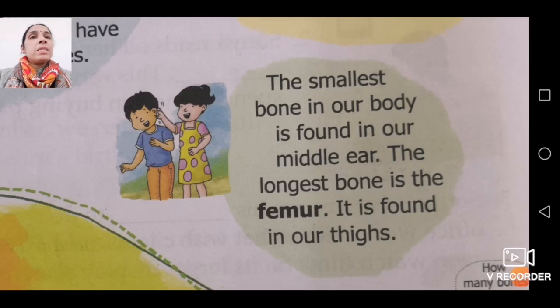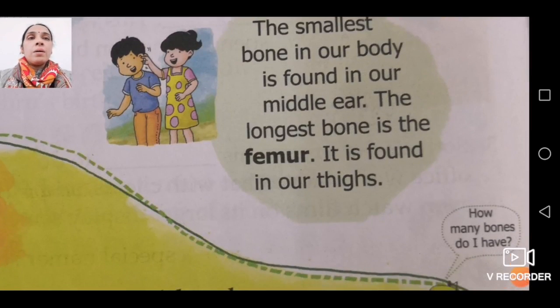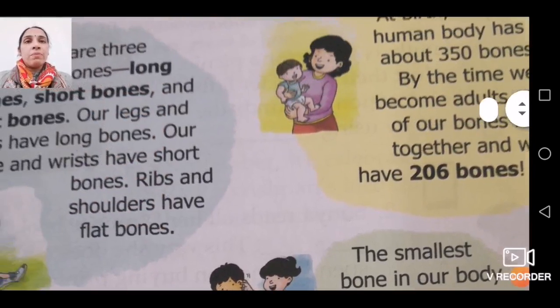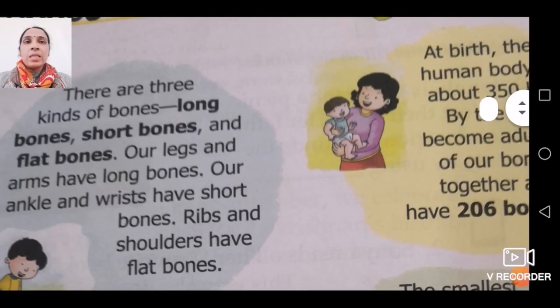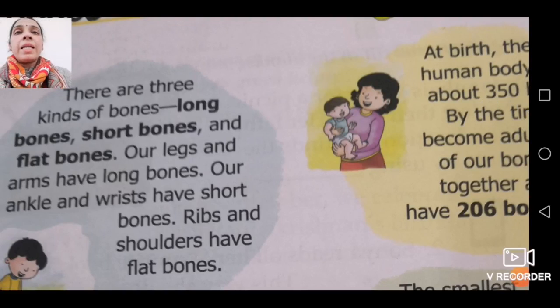So that is your page related to bones. What we have seen here: first, the different types of bone. There are three kinds of bone: long bones, short bones, and flat bones. Next, we have done in which part of the body which type of bone is present. Again, that is an important part of this topic.